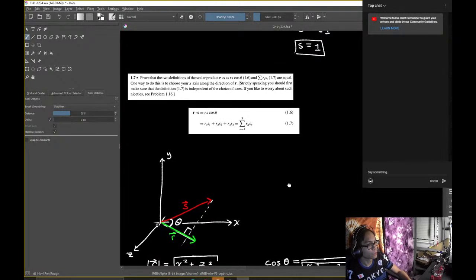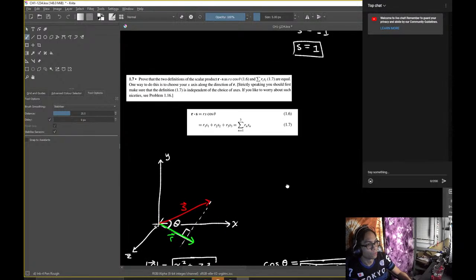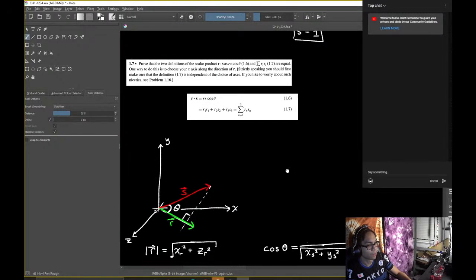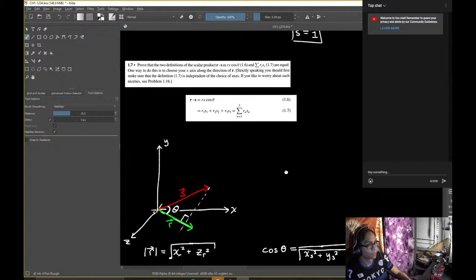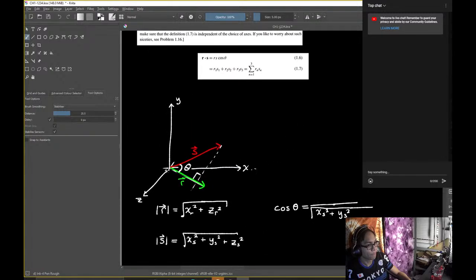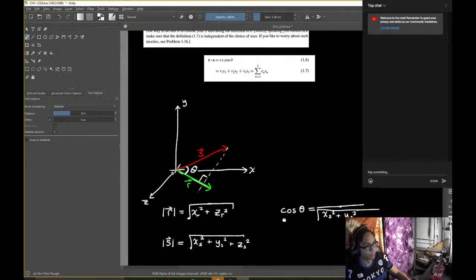Choices of other axes. One way to do this is to choose your x-axis along the direction of R. Along the direction of R. I mean, yeah, it is. It is along with it. Okay, that's fine. Wait, you know what?